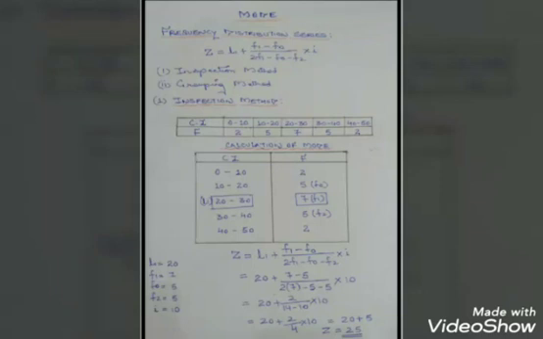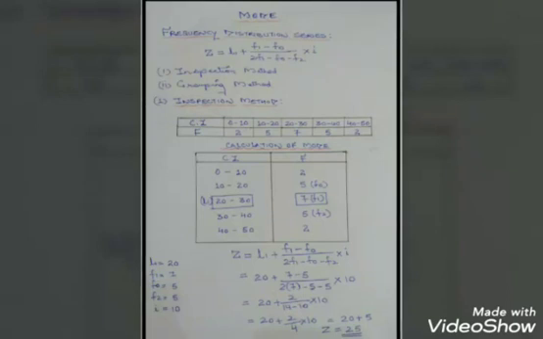I have drawn a table where, with the help of this series, we are going to calculate the mode. This table has two columns. On one side we have class interval, on the other side we have frequency. Class interval we have taken as given: 0 to 10, 10 to 20, 20 to 30, 30 to 40, 40 to 50, and frequency as given: 2, 5, 7, 5 and 2.